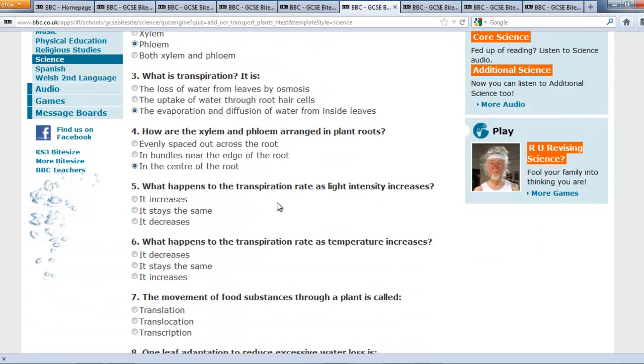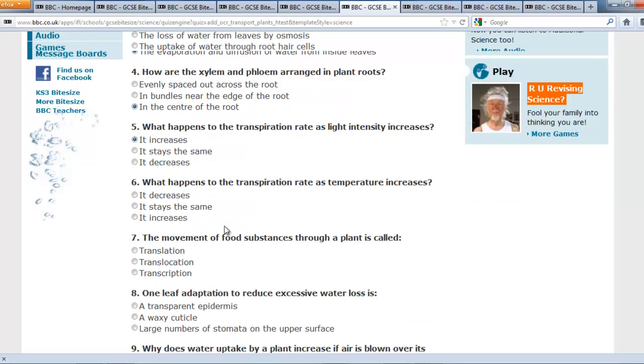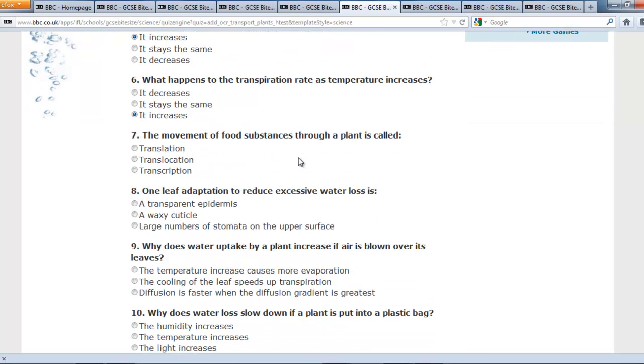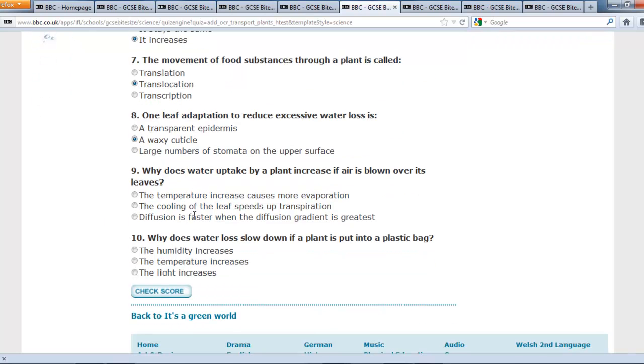What happens to the transpiration rate as light intensity increases? It increases. What happens to the transpiration rate as temperature increases? It increases. The movement of food substances through a plant is called translocation. You have to know it all, to be honest. One leaf adaptation to reduce excessive water loss is a waxy cuticle.